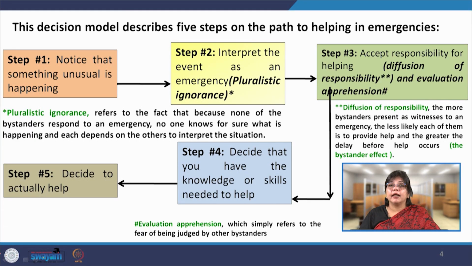So, at this step 3, accepting responsibility for helping, it is not sure whether the bystander will take any initiative to help in an emergency situation or not. But in case the decision has been taken by the bystander, he moves on to the final step, that is, decide to actually help. This requires the initiative or the right action to be taken by the bystander, using all the available knowledge and available help in the environment, and then helping that person in need.